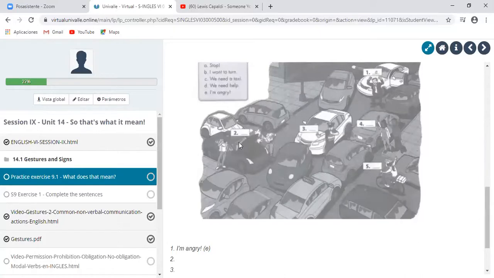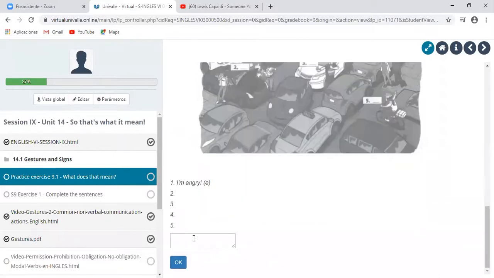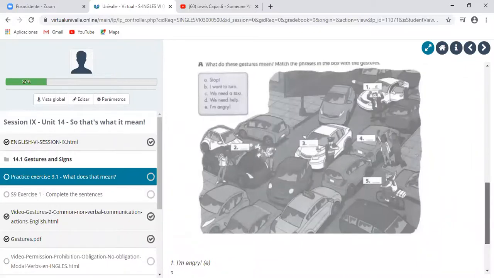Image number two, what does it refer to? A volunteer, please. What does image number two refer to, about the picture that we are looking at? We need a taxi. Number two, are you sure? We need help. We need help. Okay, excellent. In this case, it will be letter D.